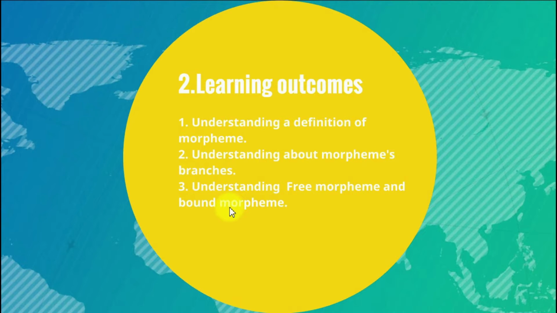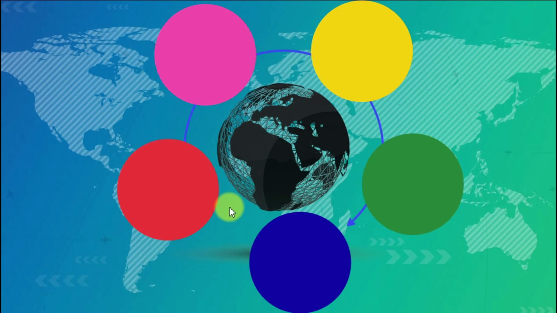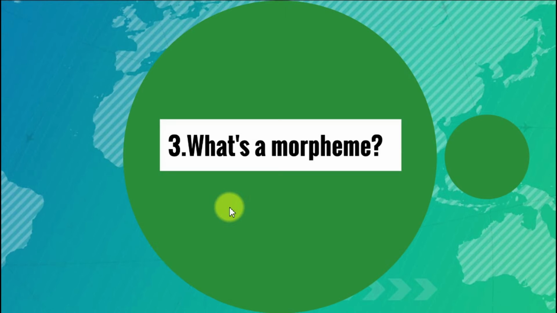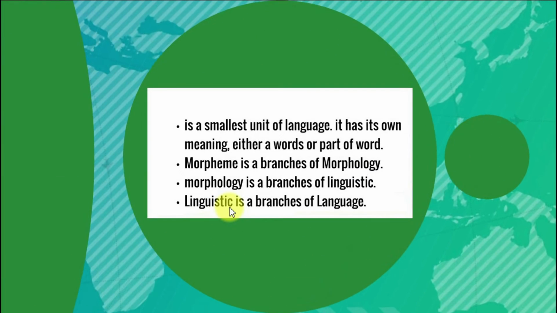Now we go to the next step. The next step is: what is a morpheme? That is the question you have to ask if you want to know. I have heard that some people know about morphemes but sometimes they are not clear, so this video will be useful for you. So what is a morpheme? A morpheme is a small unit of language. It has its own meaning, and it is either a word or part of a word.